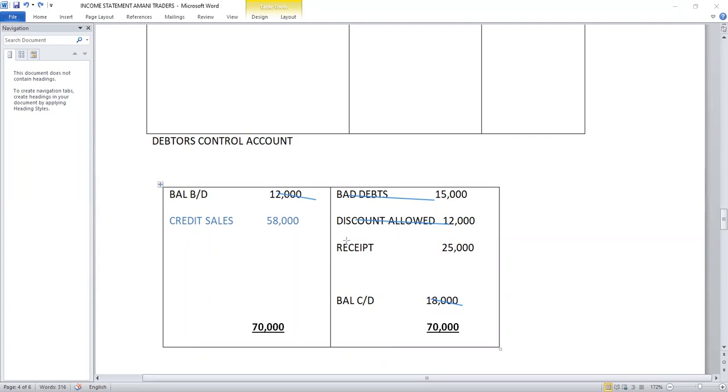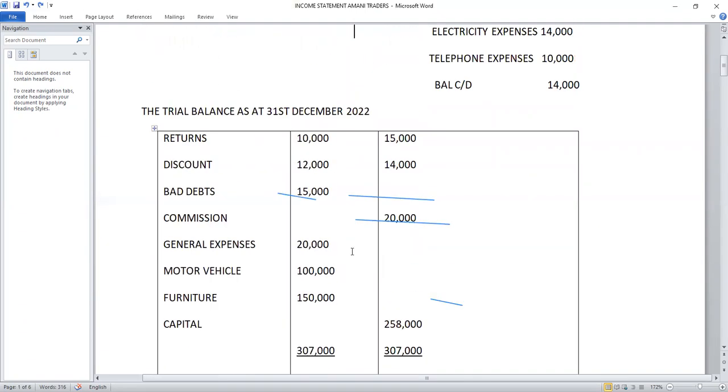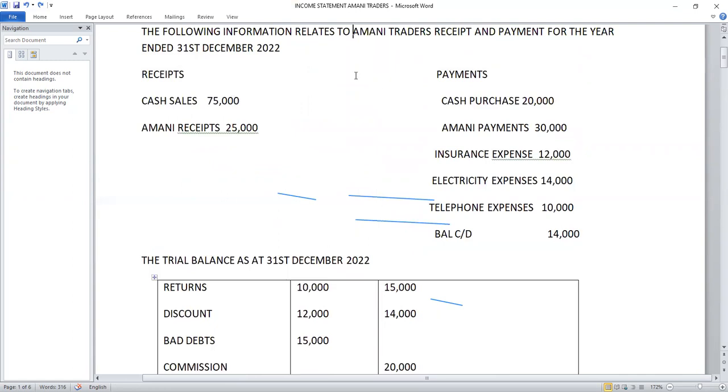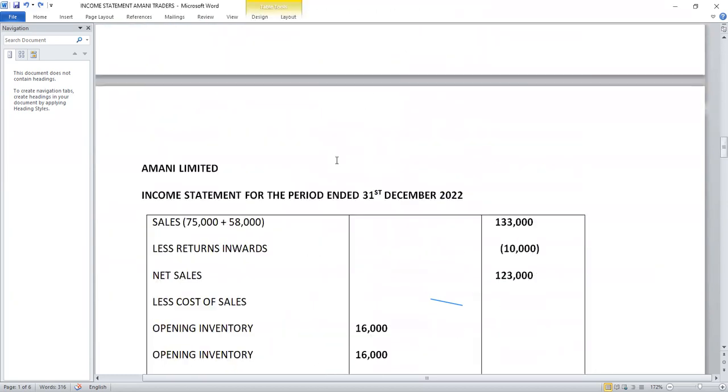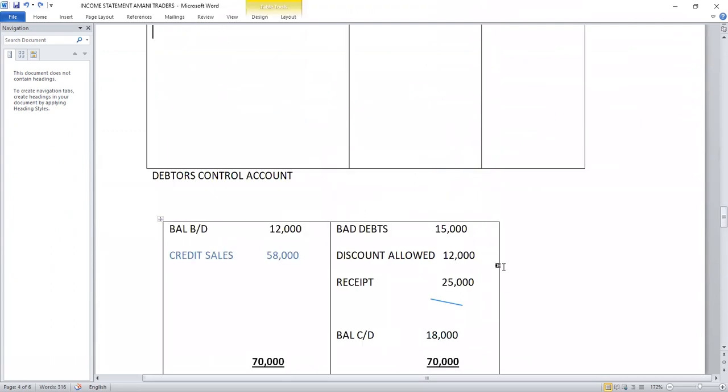And remember, in the question, we had a figure for bank on the debit side. If you go back to the question, we have it here. Remember these receipts. These receipts of 25,000 are from the bank statement. It has been debited, so we need to credit this 25,000 in the debtors control account. So for this receipt, we need to credit 25,000, and then the balancing figure becomes the credit sale.